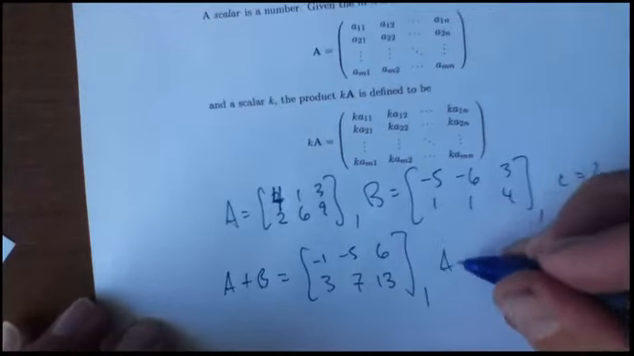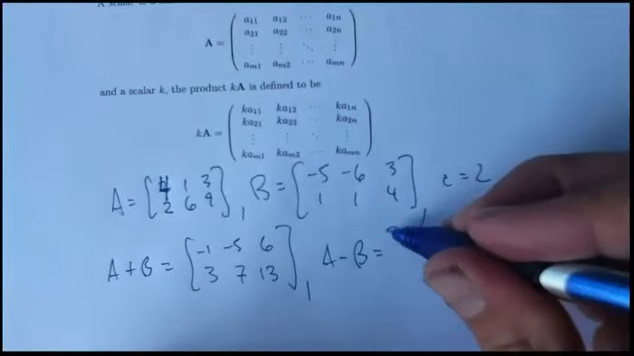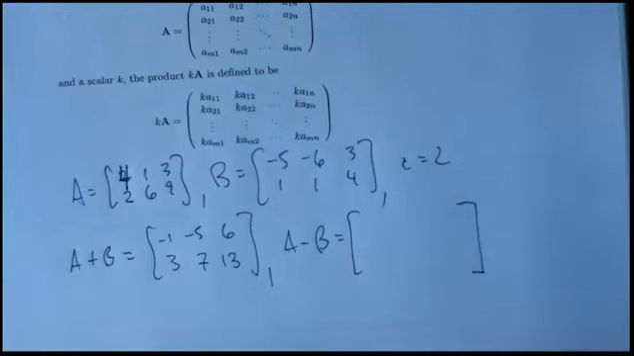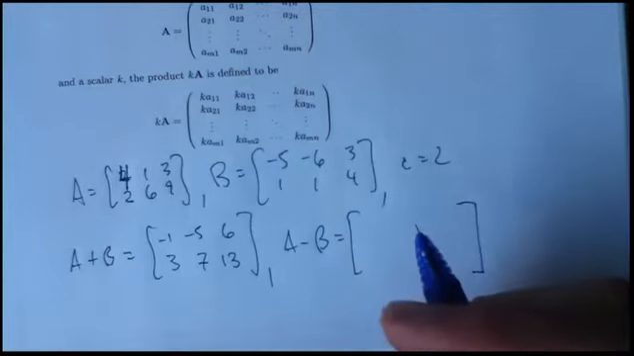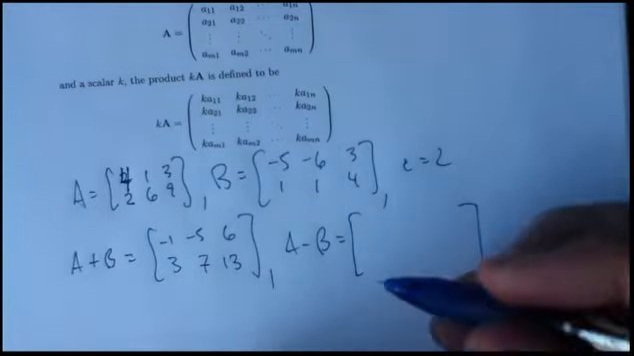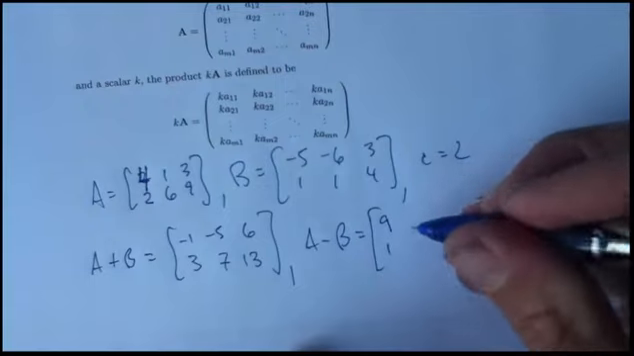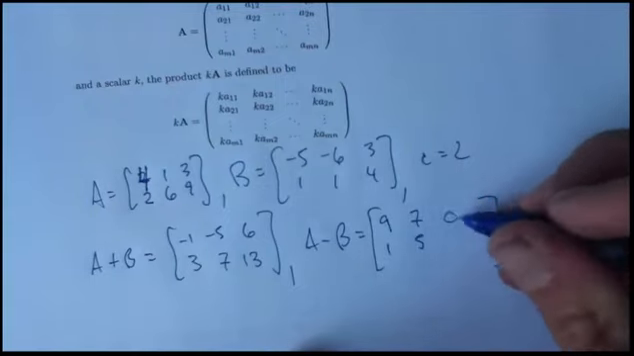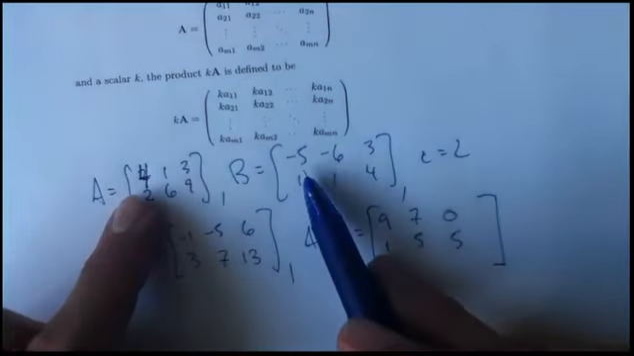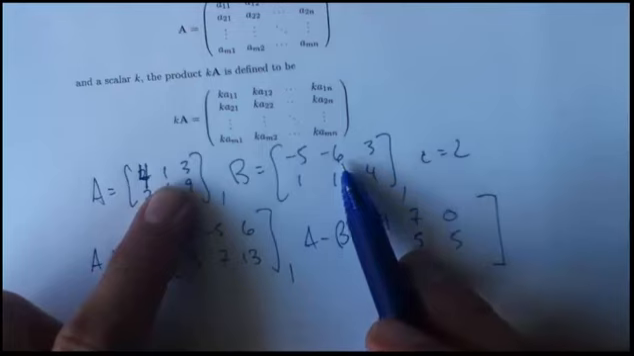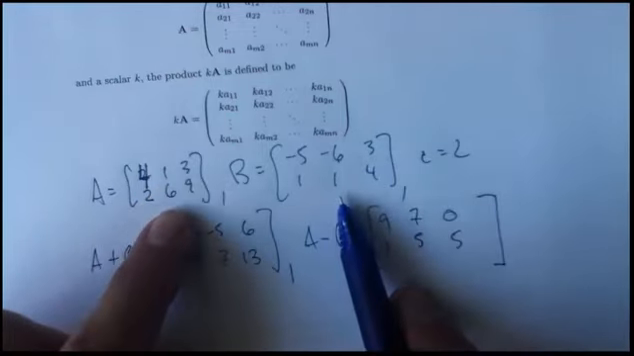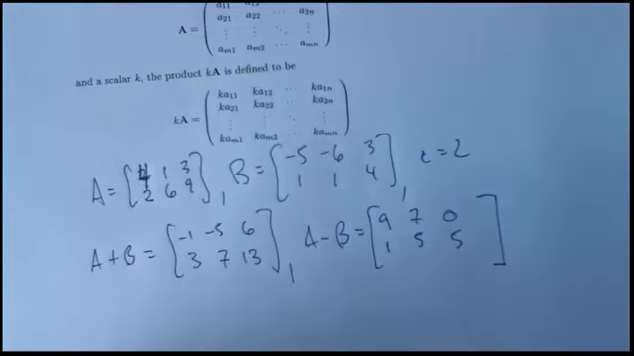Okay, and A minus B: it turns out subtraction is not commutative for matrices, just as it isn't for real numbers, and it follows from the fact that it's not commutative for real numbers. But we get 9, 1, 7, 5, 0, 5, right? Just subtract element by element. I guess I did that right. 1 minus negative 6 is 7.